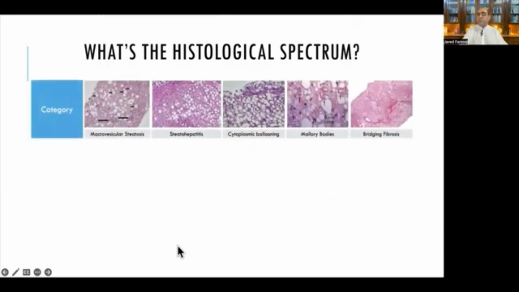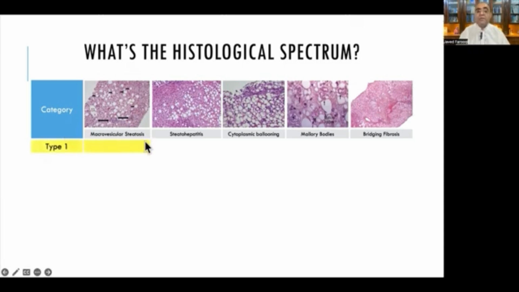What is the histopathological spectrum of steatotic liver disease? There are 5 categories depending upon these changes. This is the macrovesicular steatosis. Second feature is the steatohepatitis. Third feature is the cytoplasmic ballooning. The fourth feature is that of the Mallory bodies. And the fifth feature is bridging fibrosis.